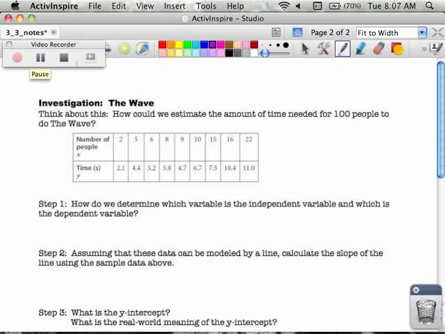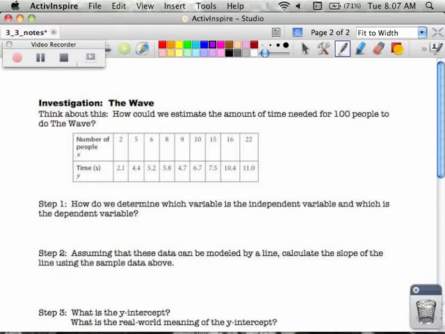So in this next example, this investigation thing, notice that we have a table, and I told you that in tables, generally, not always, but generally, the first thing they give you is the independent variable, otherwise known as the x, or list 1, and the second thing is the dependent variable, otherwise known as the y, and if we're going to use our calculator, we put it in list 2.